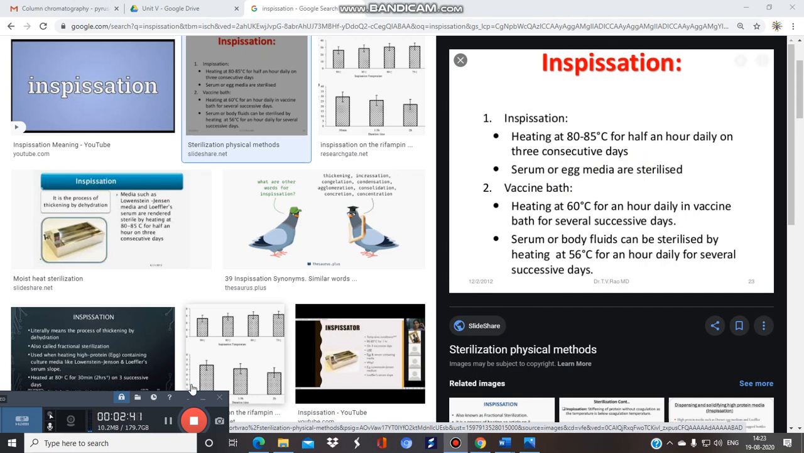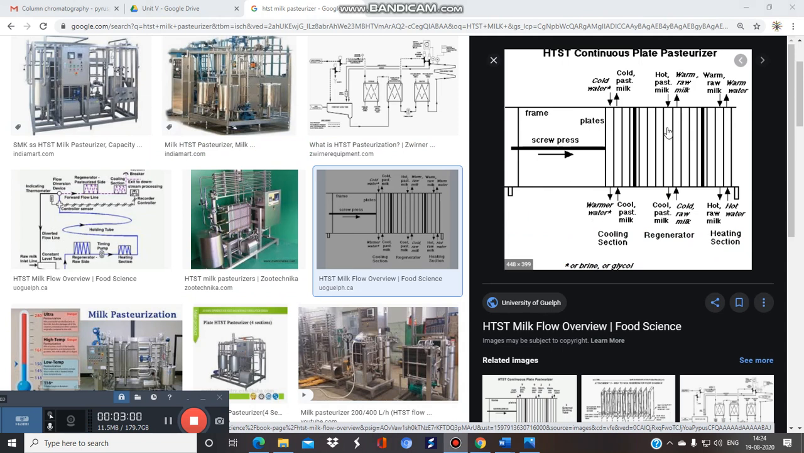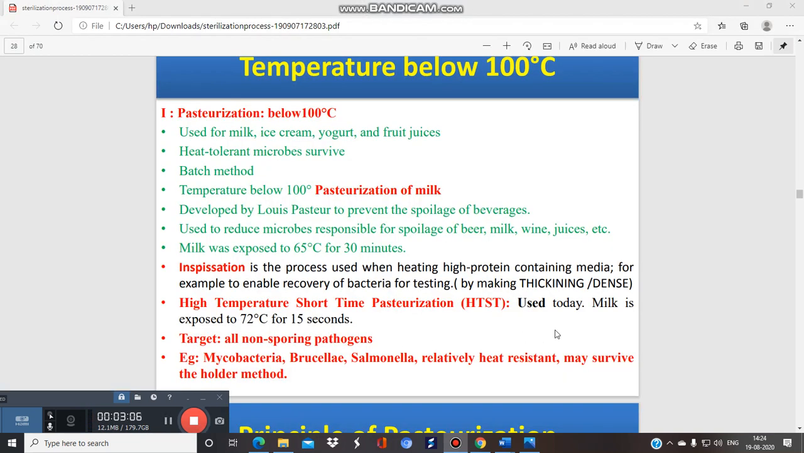This is important. So the next method under temperature below 100 degrees Celsius is the HTST, that is used widely in the different types of milk pasteurizing plants. HTST stands for high temperature short time pasteurization. So this is the HTST, continuous plate pasteurization for milk. And the milk is exposed to 72 degrees Celsius for 15 seconds.